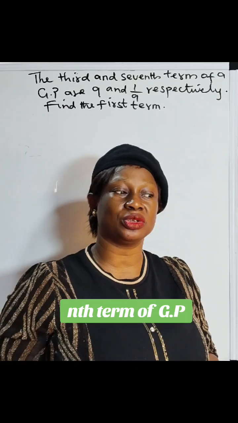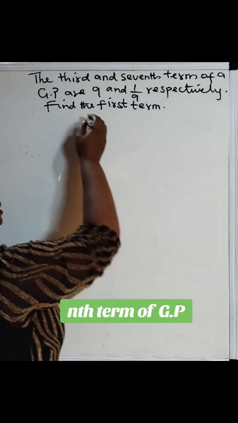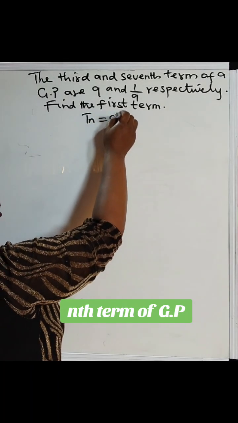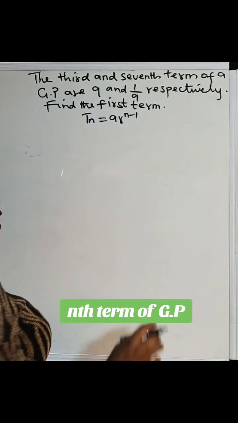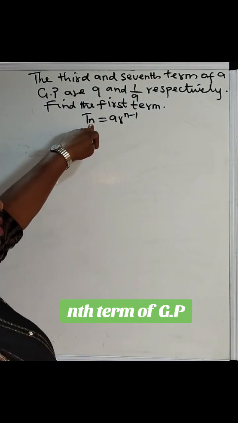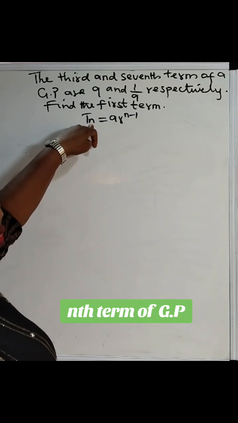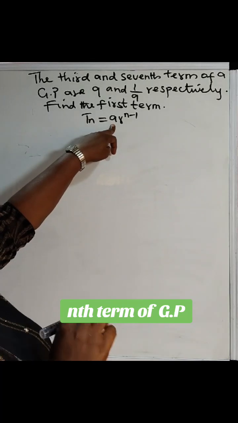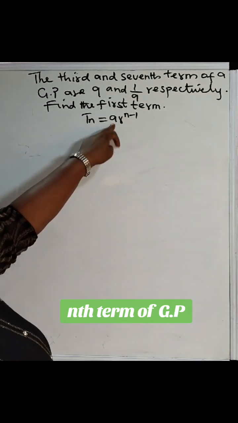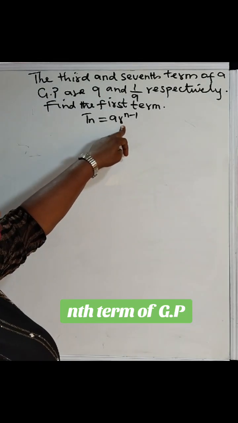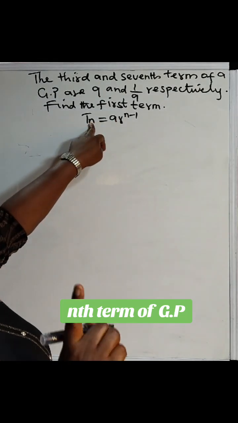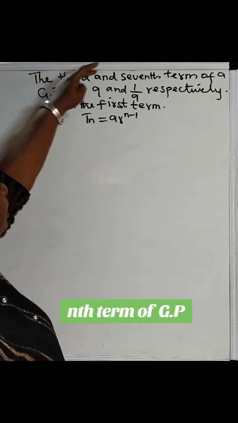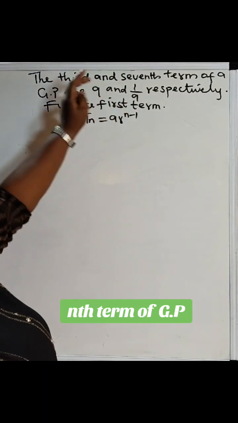Remember that in geometric progression, we have that Tn, which is the nth term, is equal to ar^(n-1), where n here is the term or the position you are looking for. a is the first term, the first number in that sequence. r is the common ratio. n here and n here are the same thing.